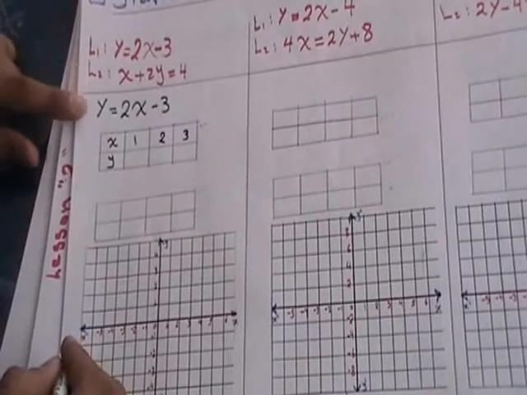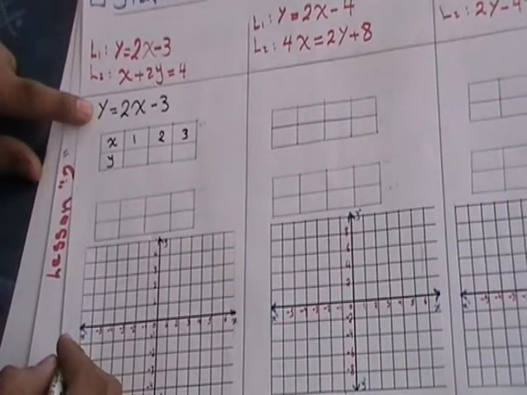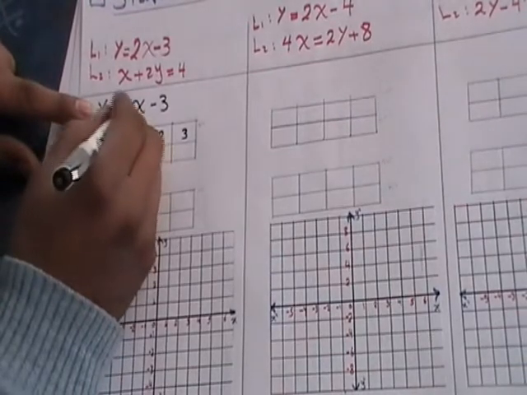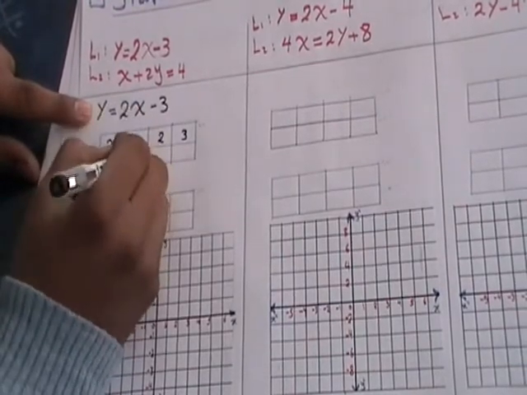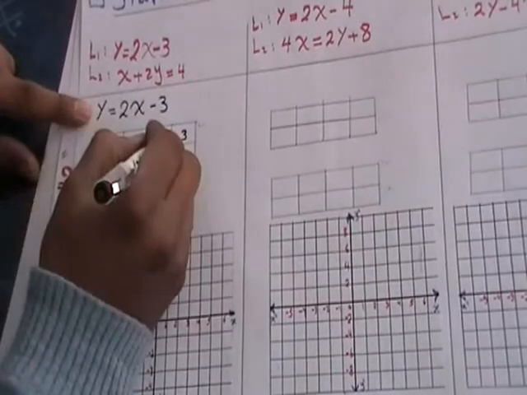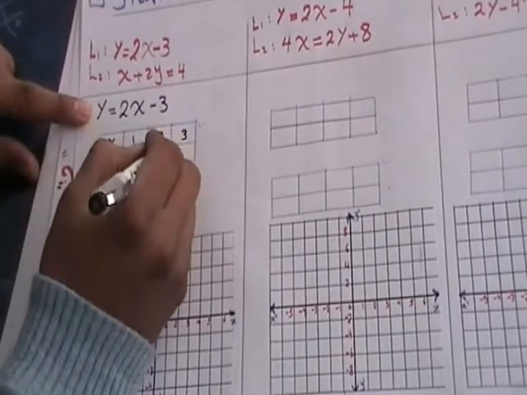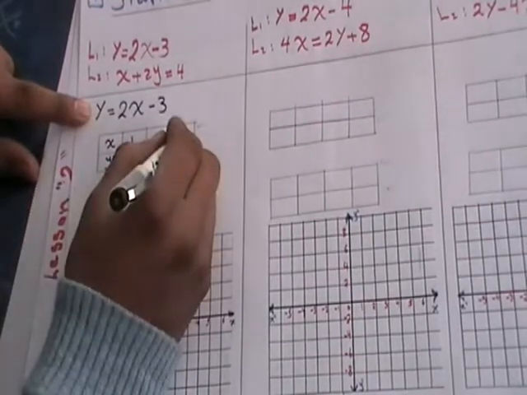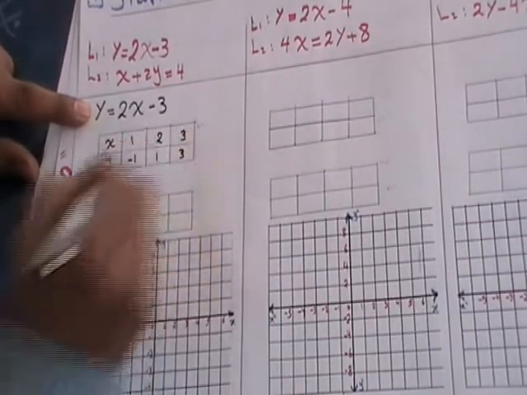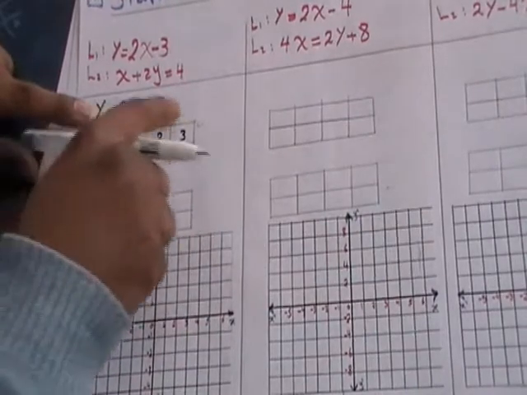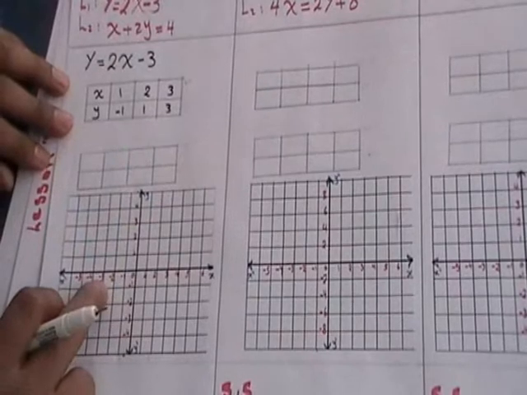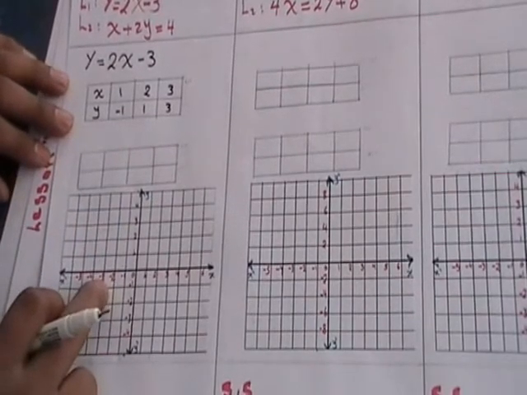After that, substitute for the values of x in the equation and you will get the values of y. When you put x equals 1, 2 by 1 equals 2 minus 3 equals negative 1. When x takes 2, the value of y will be 1. When x takes 3, the value of y will be 3, so it will be 2 times 3, 6 minus 3 equals 3. So I have 3 ordered pairs, or 3 values for x and y together.